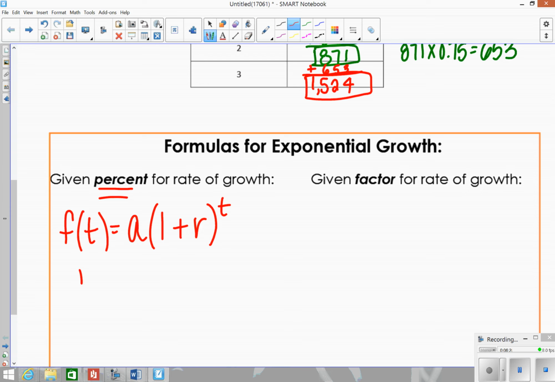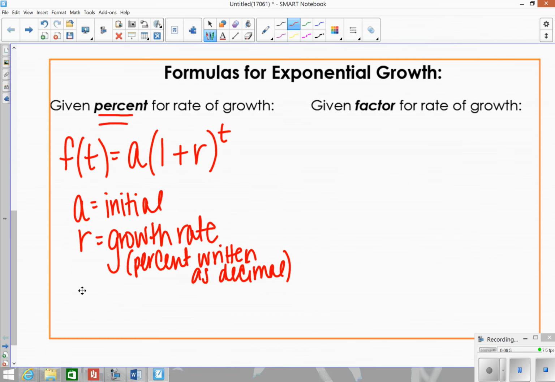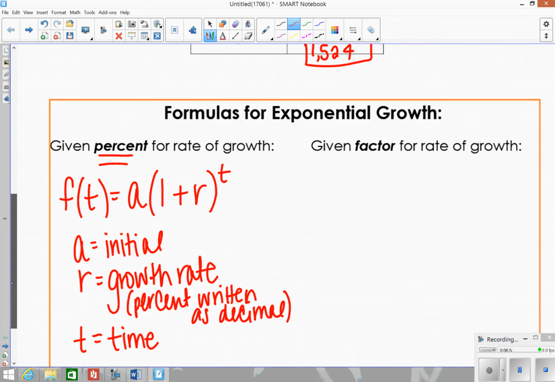So just like before, A is going to be that initial amount, the y-intercept. R is going to be the growth rate. And this is for percents. So this was going to be a percent, but you're going to write it as a decimal. And then T equals the time. So this is for growth, so you're adding.